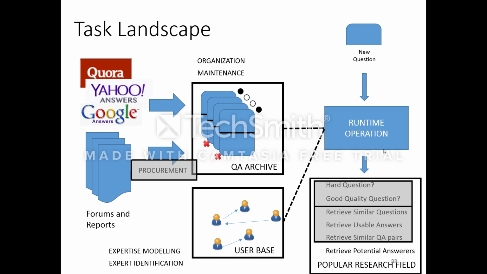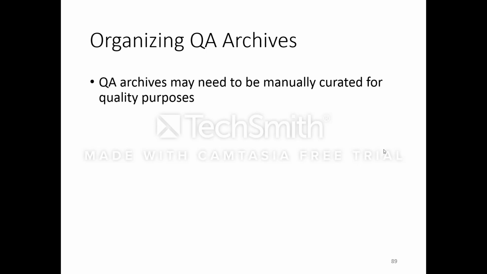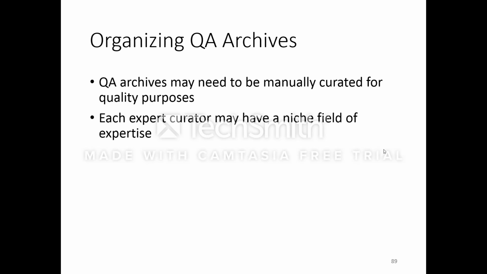Okay. Now let's move on and look at organizing QA archives, which is an important problem because QA archives may need to be manually curated for quality purposes, and you don't want to just procure everything in your forum that your algorithm thinks is useful, and the expert curator might just be overwhelmed, right? The expert curator may have a niche field of expertise as well.